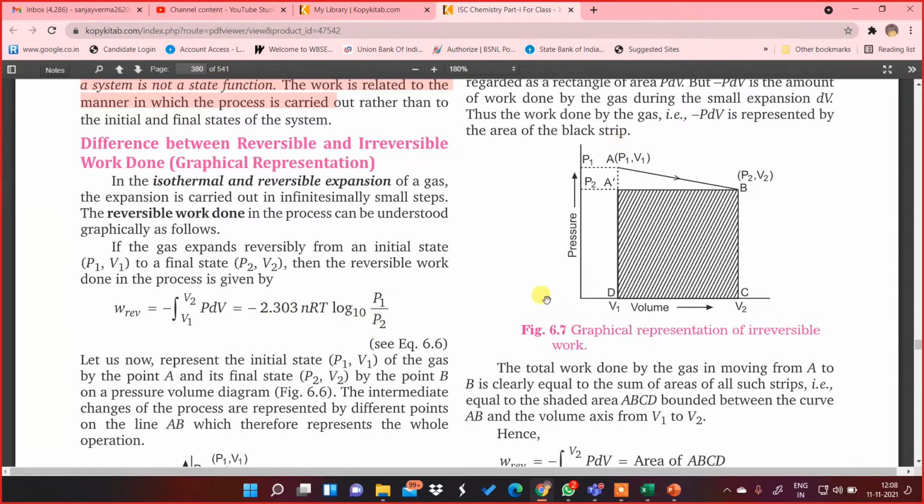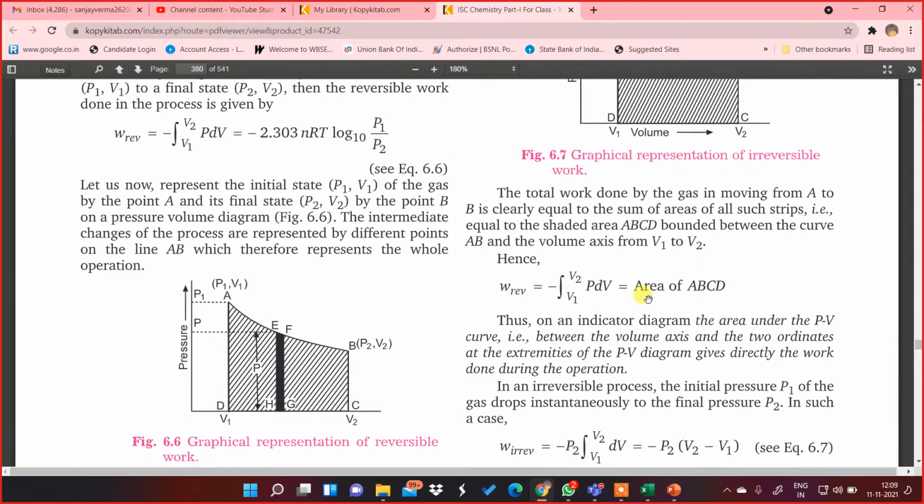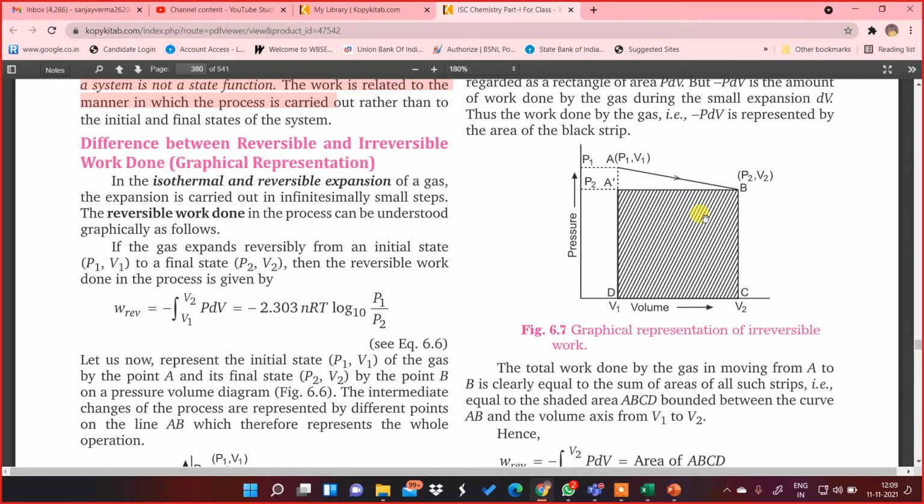Now, if you look at this graphical representation over here, this A, B, C, D, the area enclosed between A, B, C, D, if it is plotted, it is the work done in a reversible process. That is the area of A, B, C, D. But the work done in an irreversible process is A dash, B, C, and D.